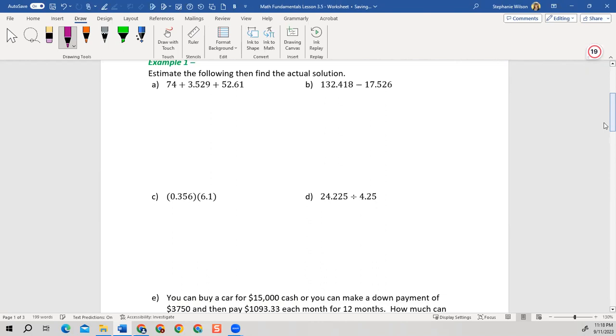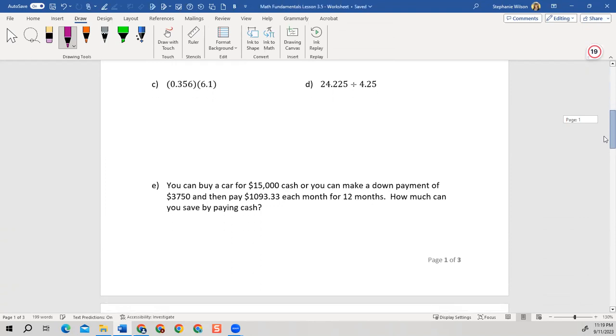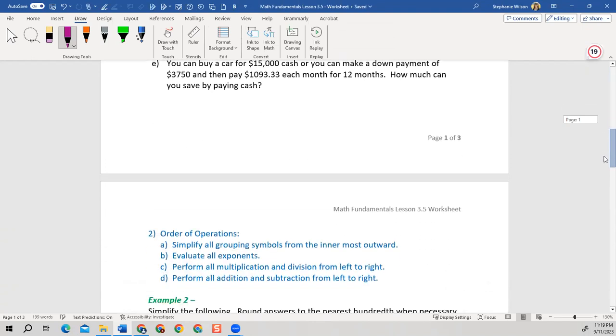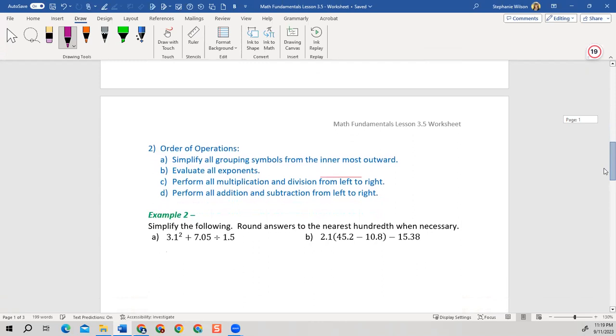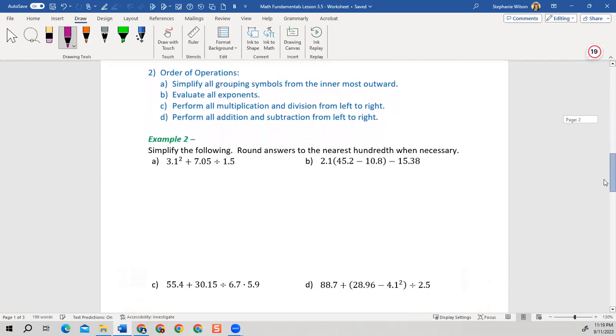Division, we cannot have a decimal in the denominator, so you're going to move it to the right however many places to undo the decimal. But whatever you do to make it a whole number in the denominator, you must move the decimal the same amount of places in the numerator. All right, so that's just a quick going over on those. Let's get to the order of operations.